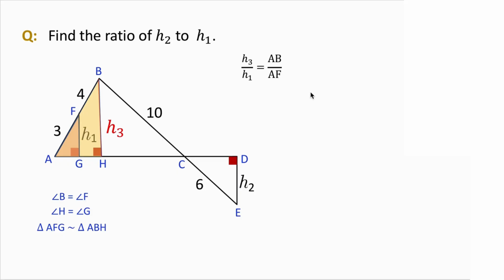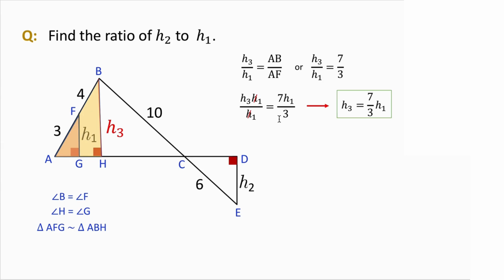AB is 7 and AF is 3. That's why the ratio of H3 to H1 is 7/3. We can simplify this equation by multiplying both sides by H1, like this. And if we cancel out H1 from the left side, we get H3 as 7/3 times H1.